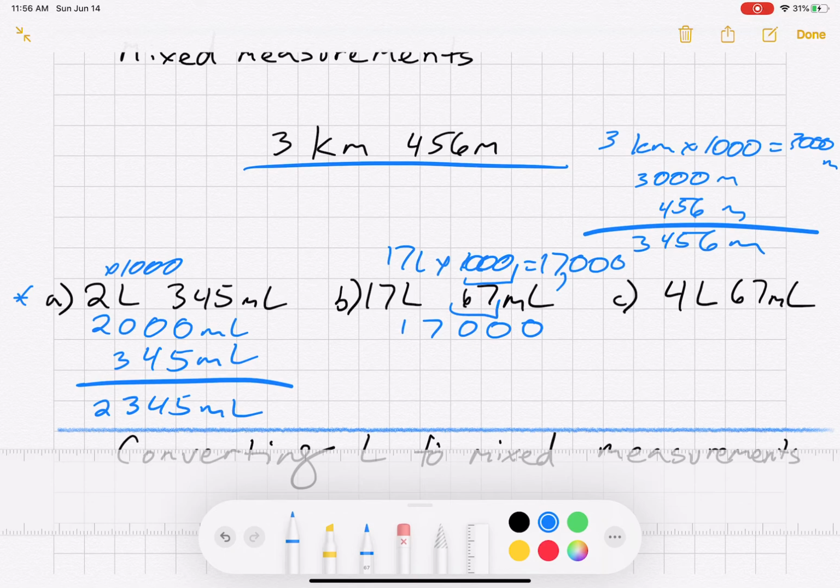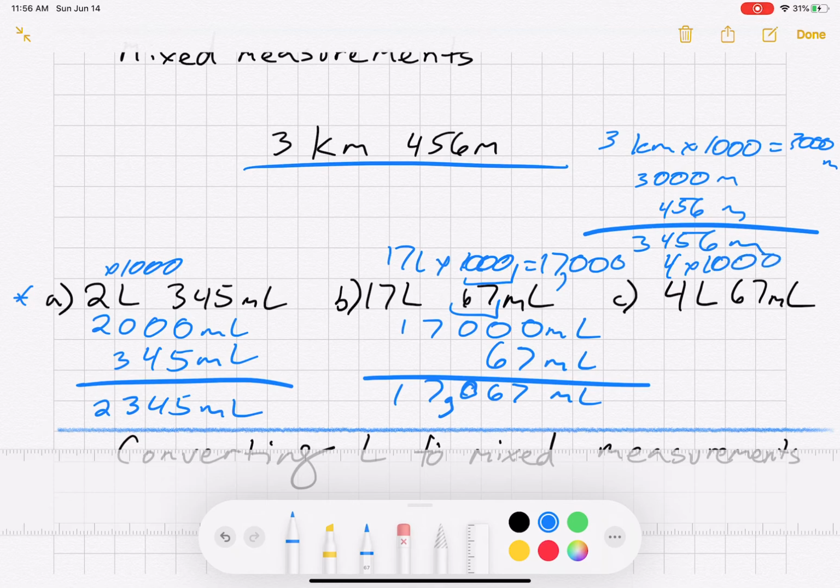Making sure I stick with the right place value. And these are both milliliters now, so I can add them together. I have 17,067 milliliters. And then for this one, I have 4 times 1,000, so I have 4,000 milliliters. Making sure I put in the right place value, right? 67 milliliters, and I add them together, 4,067 milliliters.